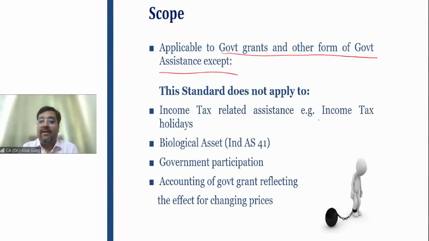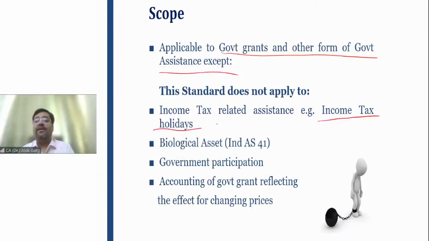For example, income tax holidays. You must have understood section 80. You must have heard about section 80 IA, IB, IC. So in the Income Tax Act, there are some sections which provide some tax holiday. For example, government says that if you install your plant in the rural area, we will give you tax holiday for the next 10 years, right? So these are as per Ind AS 12, right? These are the exemptions which are given under the Income Tax Act, right?